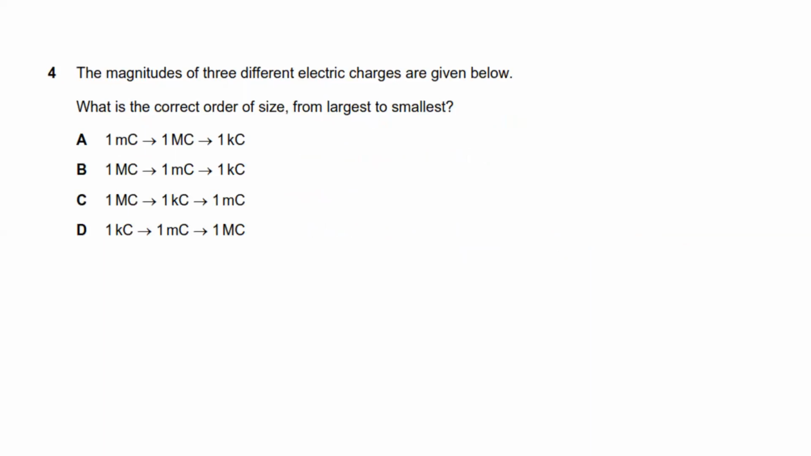Next, question number 4. It says the magnitudes of 3 different electric charges are given below. What is the correct order of size from largest to smallest? So we have milli, mega, and kilo. So mega is the largest, then we have kilo, and then we have milli. So mega coulombs, kilo coulombs, and millicoulombs in this direction. So mega, kilo, milli. Answer C is the right choice we have.